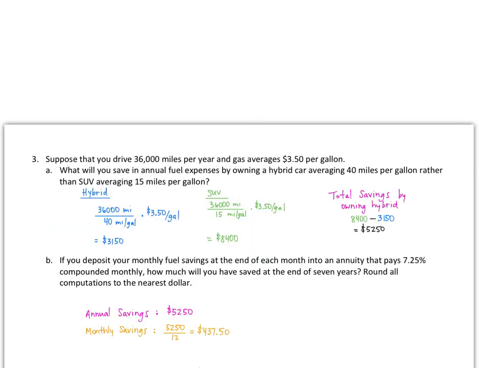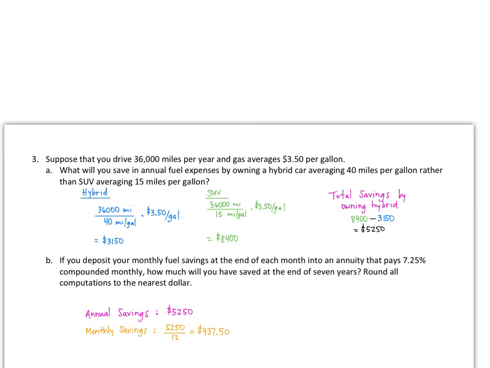Okay, so let's suppose you drive 36,000 miles per year and gas average is $3.50 per gallon. Let's suppose you're kind of deciding what kind of vehicle to get. What will you save in annual fuel expenses by owning a hybrid car averaging 40 miles per gallon rather than the SUV averaging 15 miles per gallon?